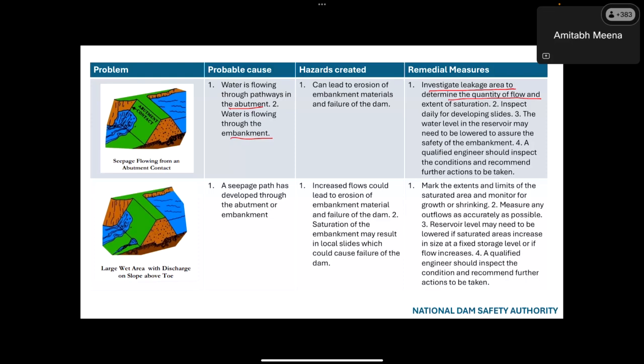The water level in the reservoir may need to be lowered. If the quantity of seepage coming out is high, then we have to immediately lower down the water level. And we also have to see if the abutments are weakening. If the soil at the abutment or the rock is loose, then we have to immediately lower down the water level, because this is a very serious safety issue.